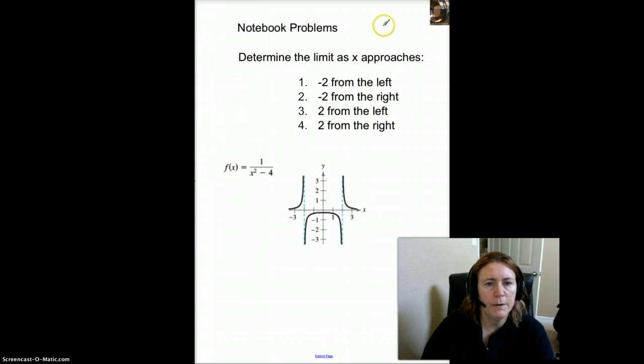Now, notebook problems. Determine the limit as x approaches each of these for f of x equals 1 over x squared minus 4.